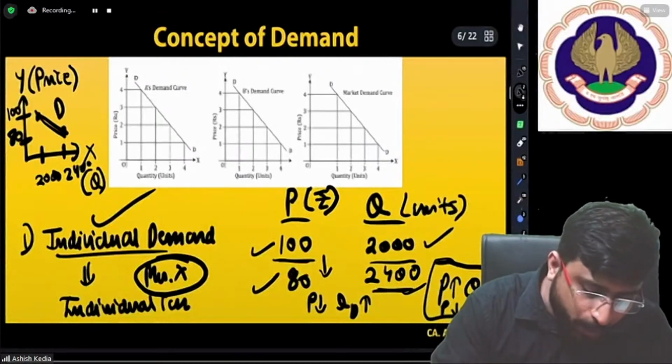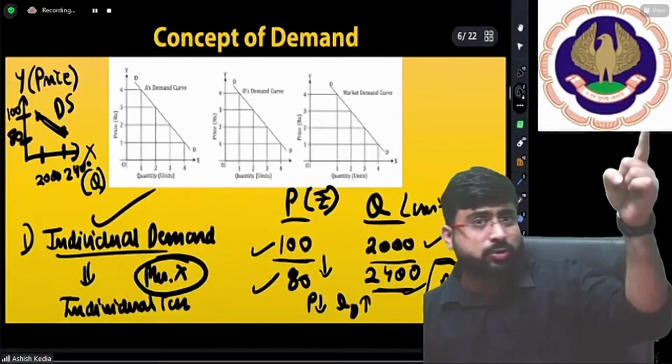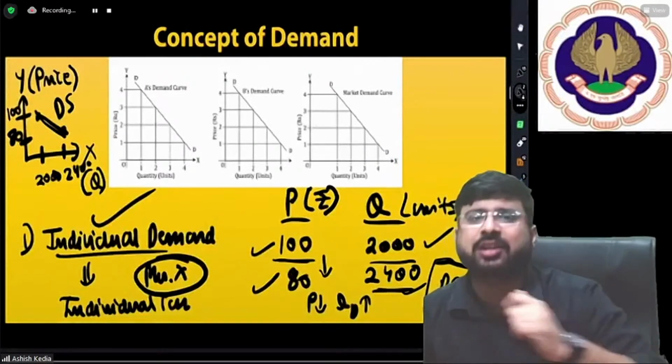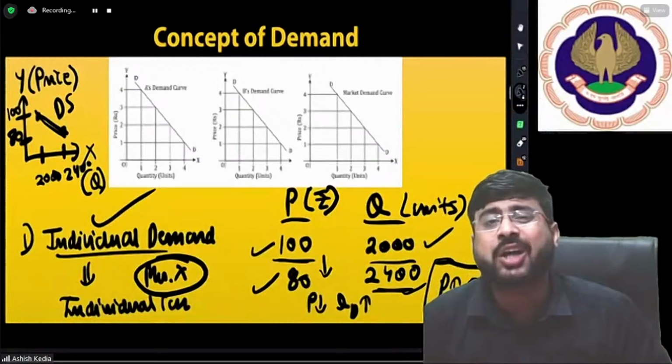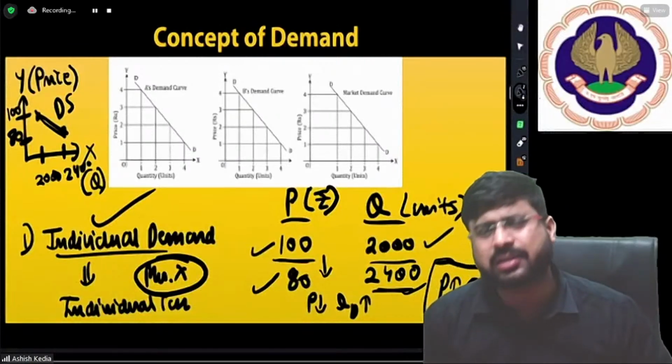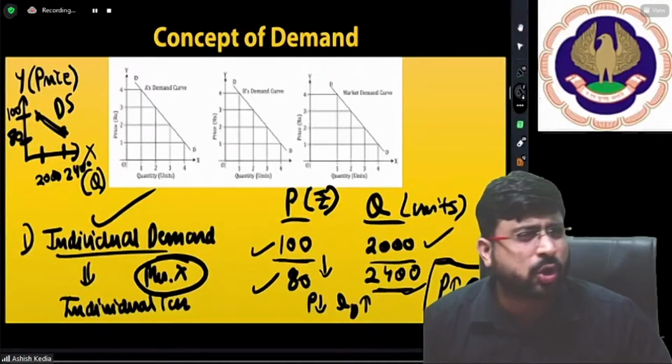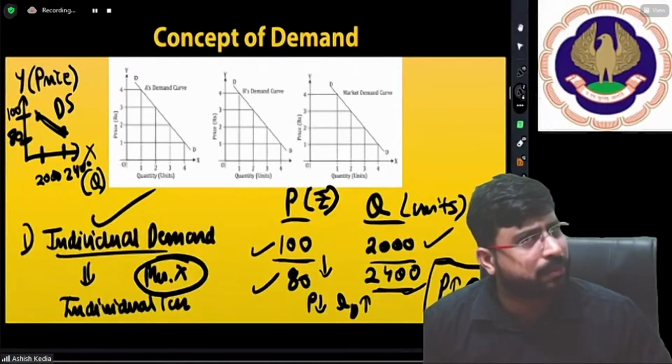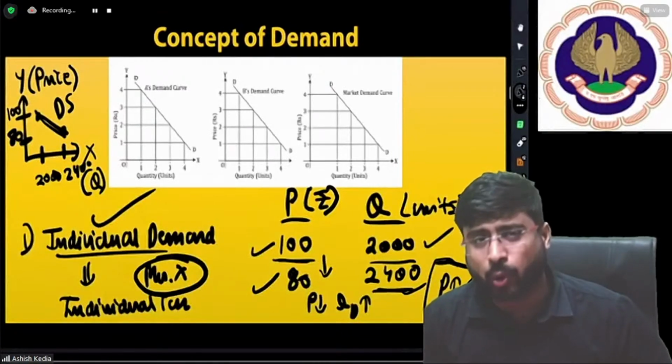It is downward sloping in nature. Why is it downward sloping? Because from left to right you study, left to right it is going down. And that's why we call it a downward sloping demand curve.